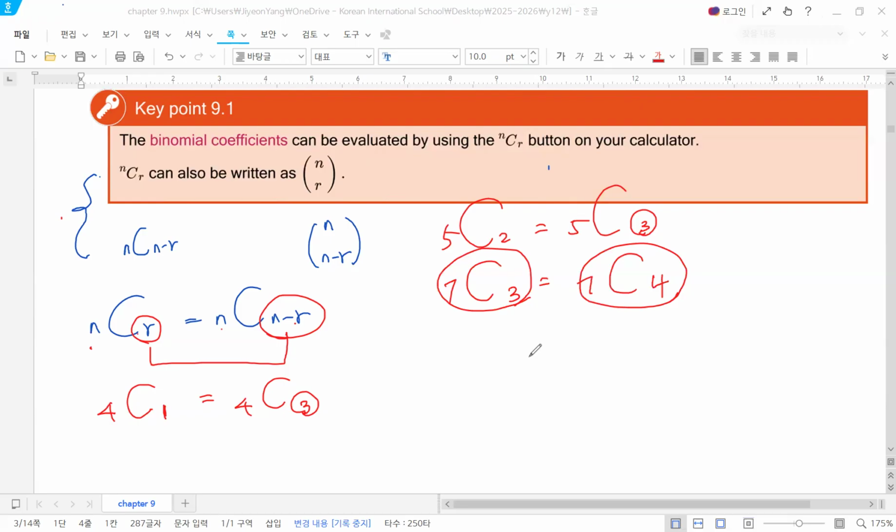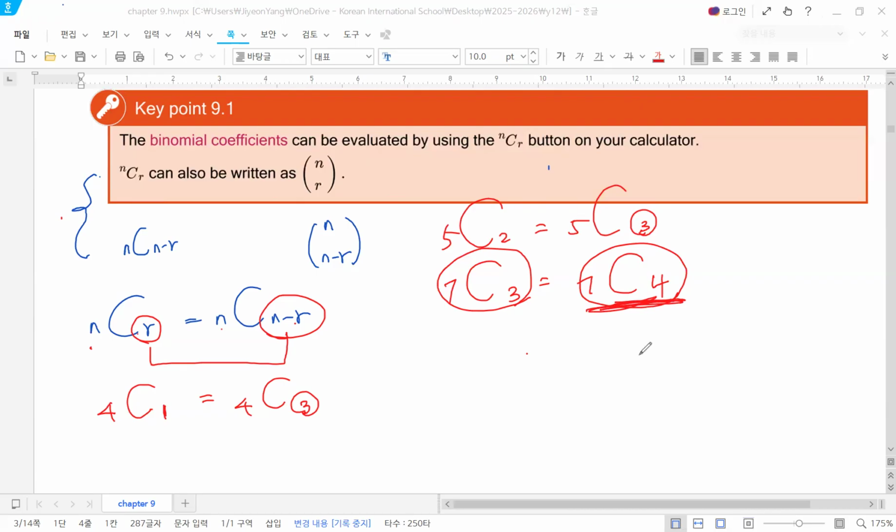By using your calculator, please check whether they are really the same or not. Give me a moment. Yes. What's the value, Hayden? 28? 35? Thank you. How about 7C4? 35. Yeah, they are the same.